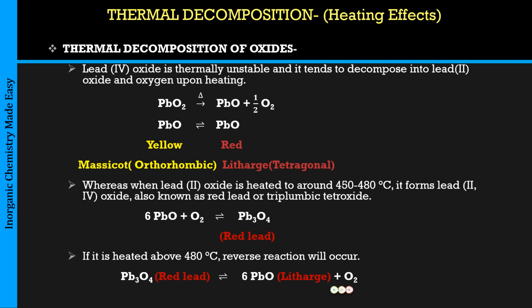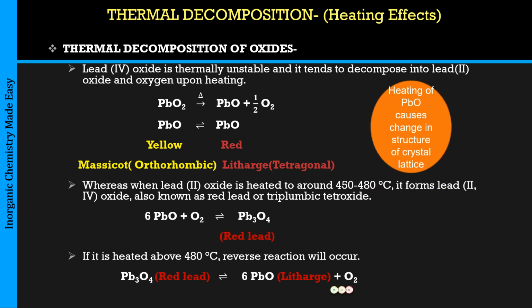Another important thing that I've told you is that when we heat PbO, there is going to be a change in the color, and the change in the color is because of the change in the structure of the crystal lattice. In case of the yellow colored, we have orthorhombic, and in the red color, we have tetragonal. Perfectly fine. Great.